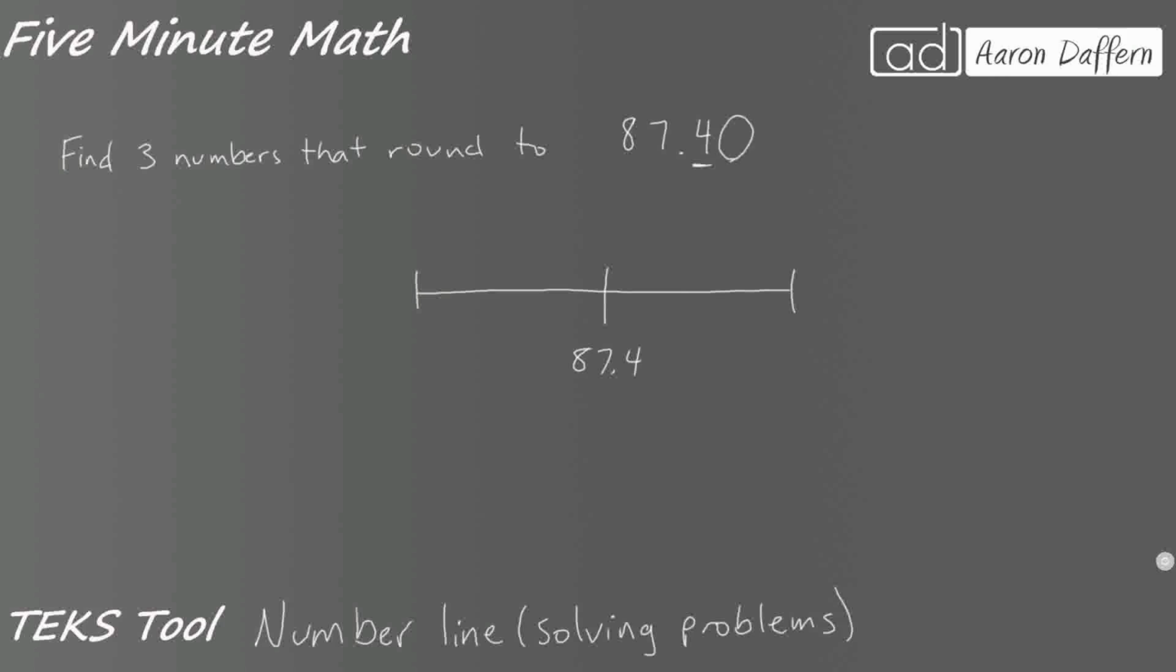Because if it's 5 or more, it goes up. If it's 4 or less, it goes down. And so we need to think of it like this: 87.40, okay? So we can think of 87.40. We're going to add that zero. We're going to make it 87 and 40 hundredths. And now that gives us a little bit of context.